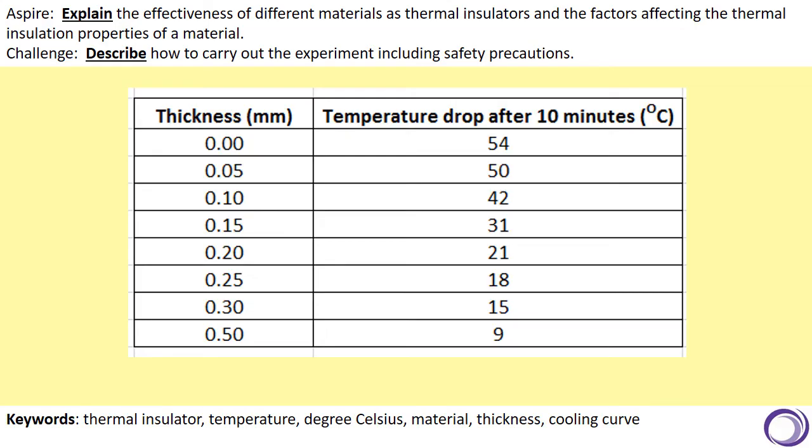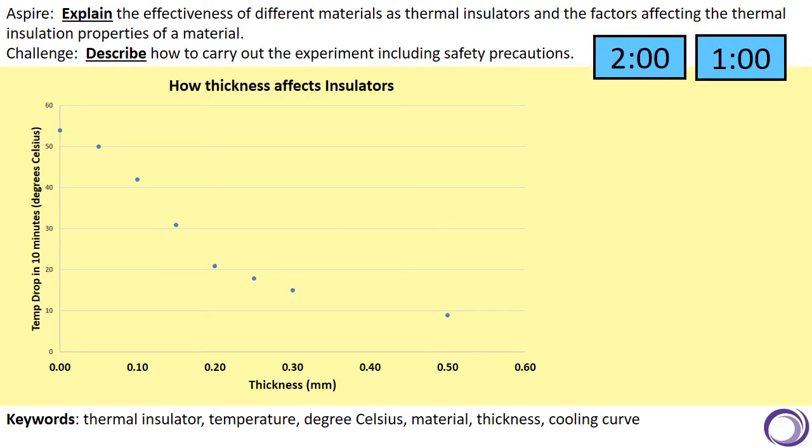Here's the results tabulated then, with thickness first in millimeters and then the temperature drop just recorded for 10 minutes. Let's see what graph work with that. So we've got thickness on the bottom from 0 up to 0.50 is the highest reading that we've got. You can see that that point that I used from part 1 of the investigation seems to fit in quite nicely. So we'll put a bit of a best fit curve on there.